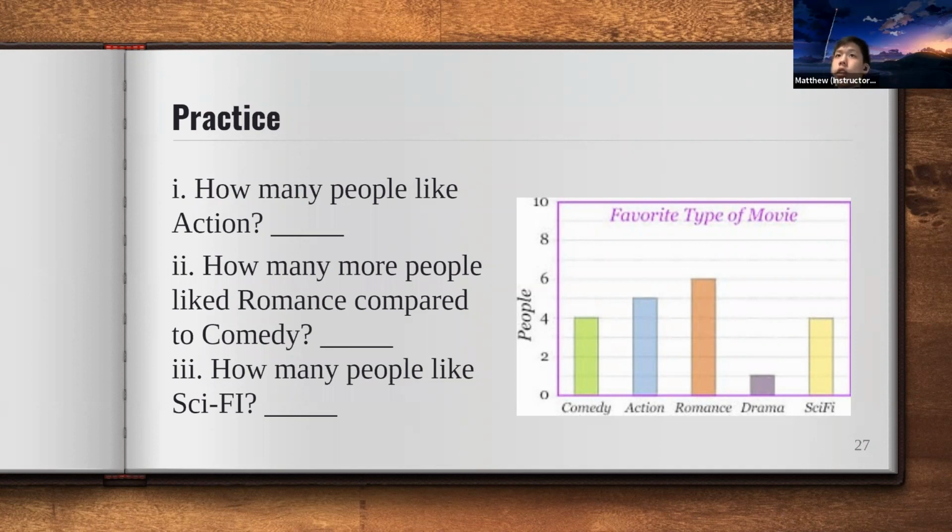So, there's no answer. But anyways, the people who like action, it's all the way at 5. So 5 people like action. How many more people like romance compared to comedy? Romance is at 6. Comedy is at 4. 6 minus 4 is 2. How many people like sci-fi? Sci-fi is at 4. So the answer would be 4. As shown here, these are the answers to my questions. You all need to step up your game and actually answer questions.